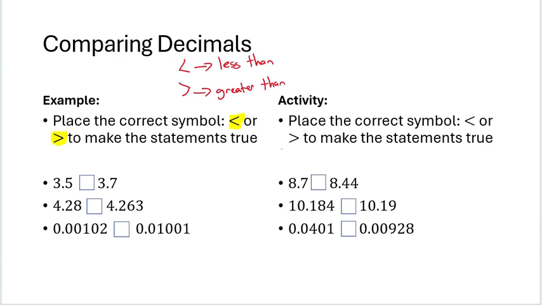So I got 3.5 comparing that to 3.7. I know 3.5 is smaller than 3.7, so I'm just going to put this symbol here. The best way to remember is where the mouth is open, that's where the bigger number goes, okay? So it'll be like so, like here. And then we got this one here. Like that, and like that.